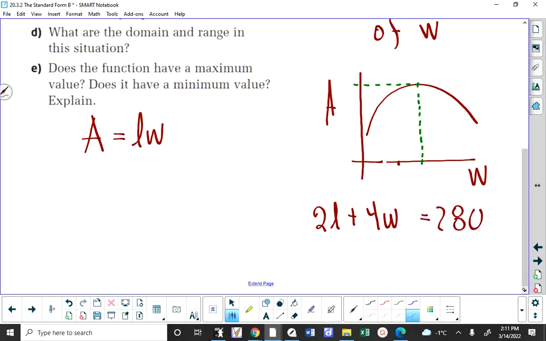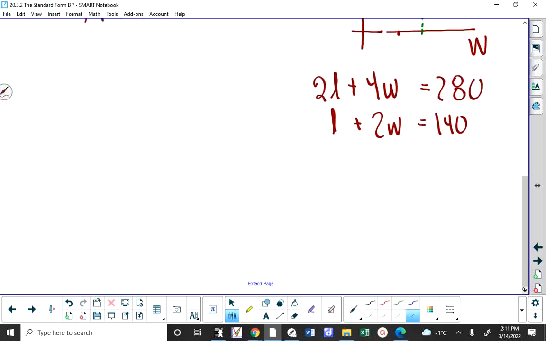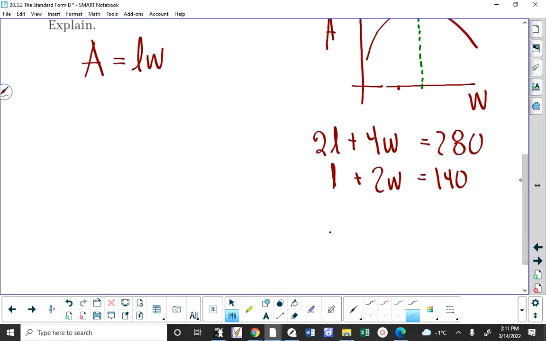I think it would be easier to get rid of L, and here's why. If I divide everything by 2, I get L plus 2W equals 140. So, well, let me finish this part off and then I'll back up and show you something. Which means that L is equal to negative 2W plus 140.